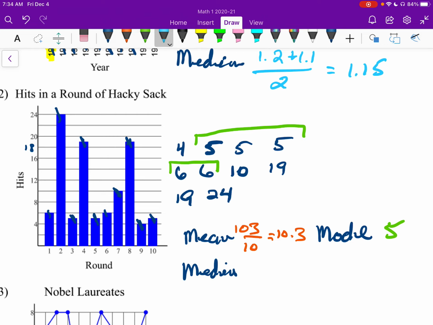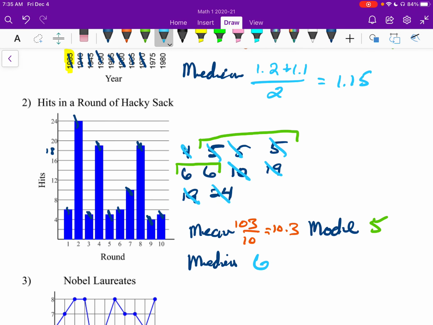My median, I cross off the smallest, biggest, smallest, biggest, smallest, biggest. And I have 2 6s. If I were to average 6, I'd just get a plain old 6. So there we are. I think it was considerably faster by writing them in smallest to biggest in my list. I suggest that that's what you do.